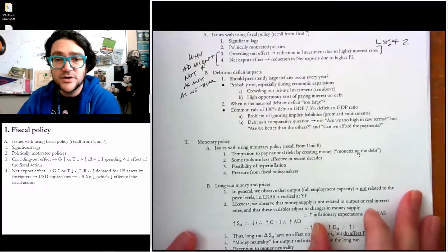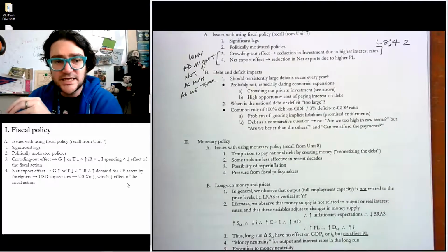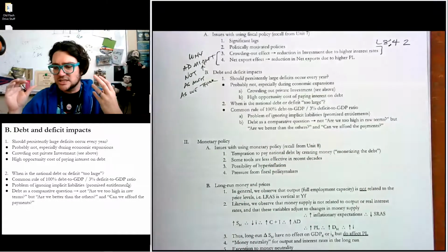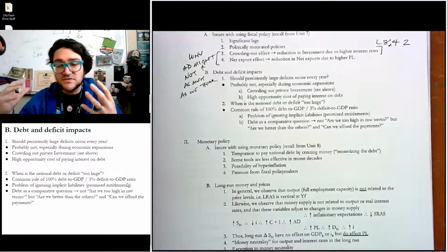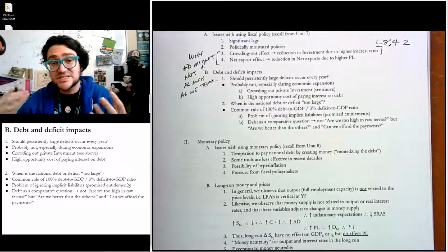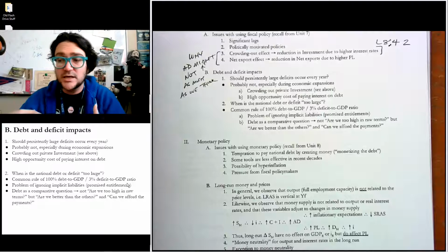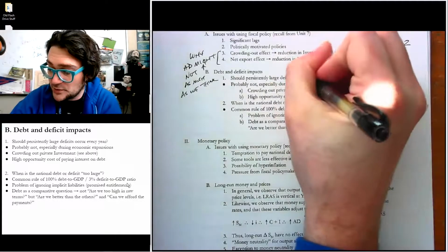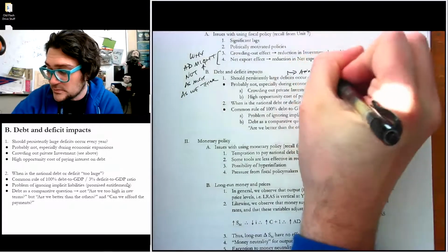Now, there's a second related idea, and this is some new stuff, right? The first question that sometimes gets asked is, should we have these persistently large deficits every year? And this requires you to know what a deficit is. The deficit is the annual gap between government revenue and spending. So this is what we call the annual gap, right?